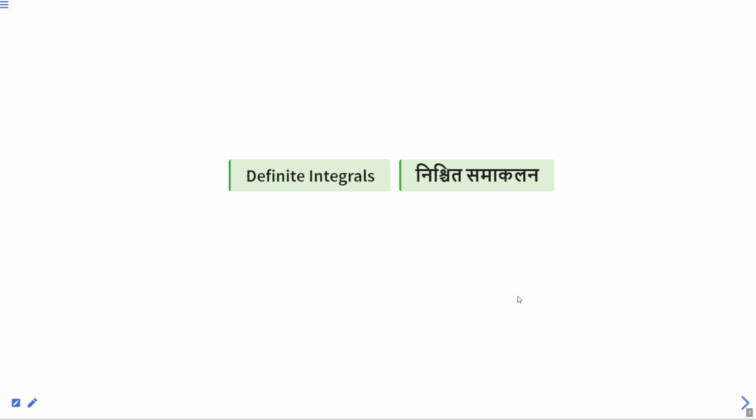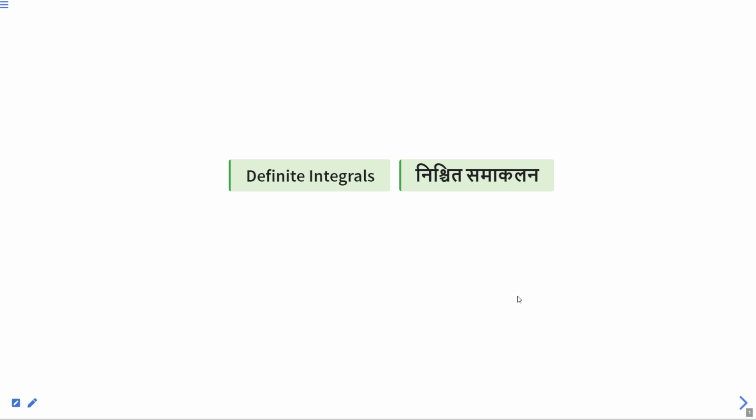In today's lecture, we will do the topic definite integrals. In the last section, we had studied indefinite integrals, in which we had studied how to apply integrals, how to apply definite integrals. We studied different methods.